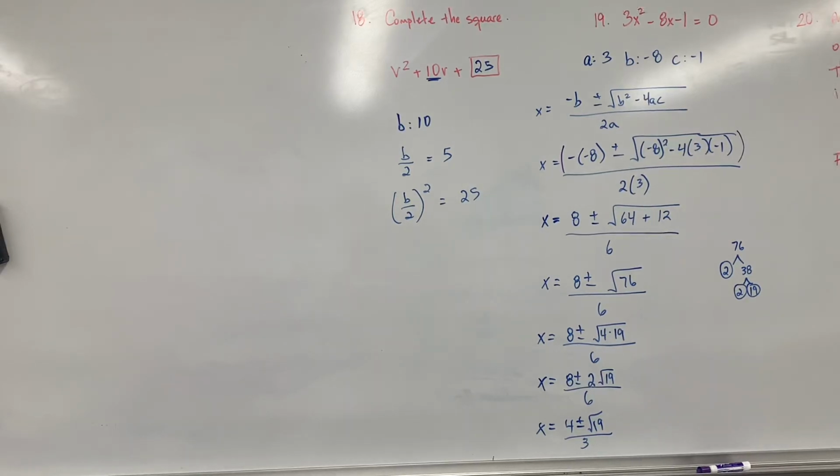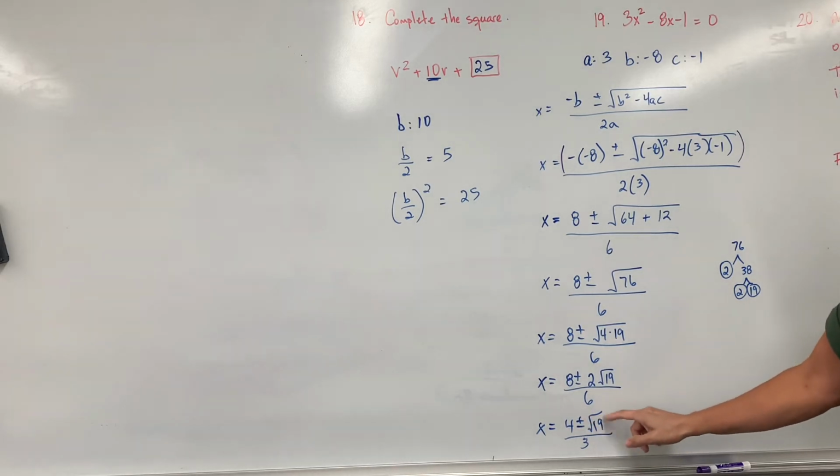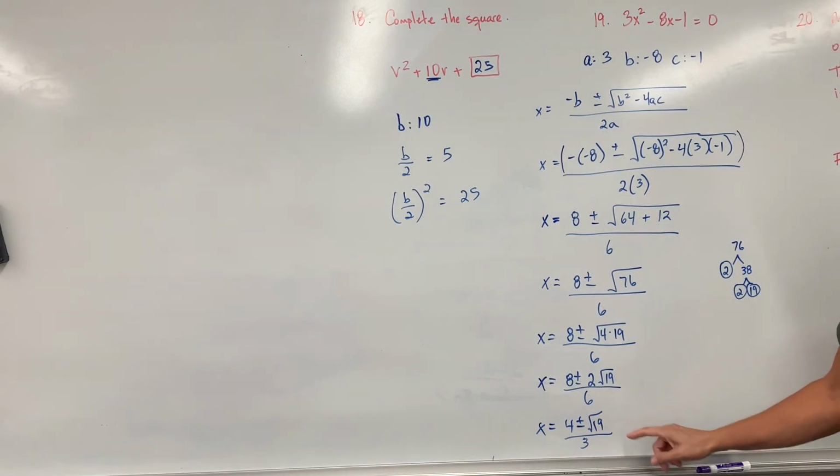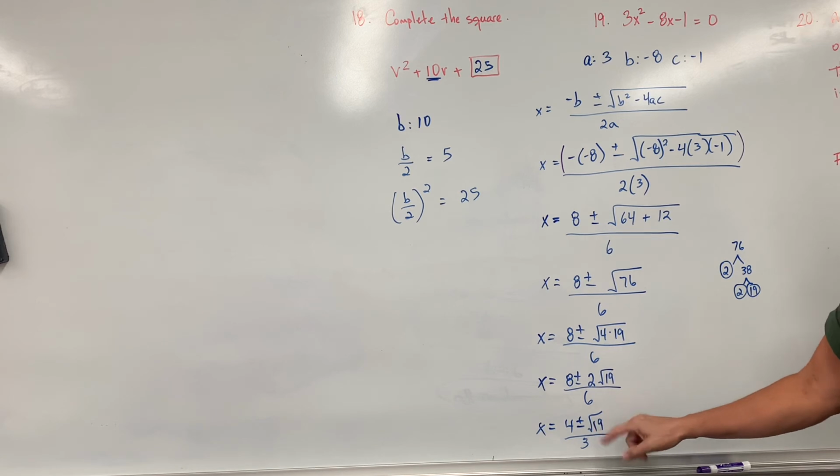You should have a plus or minus button when you type that in, or you could type it in as 2 separate answers. 4 plus the square root of 19 over 3, comma, 4 minus the square root of 19 over 3.